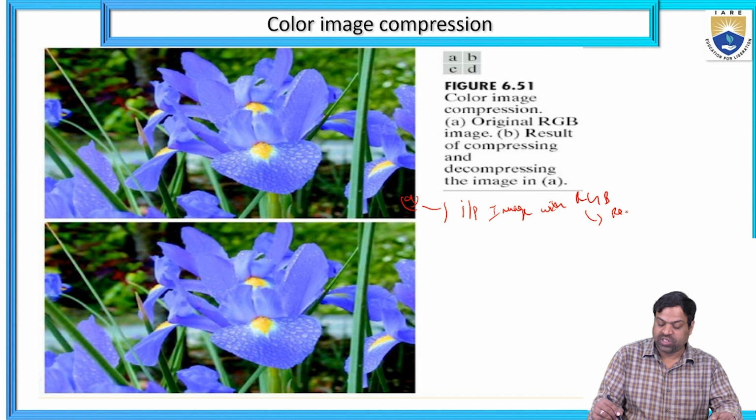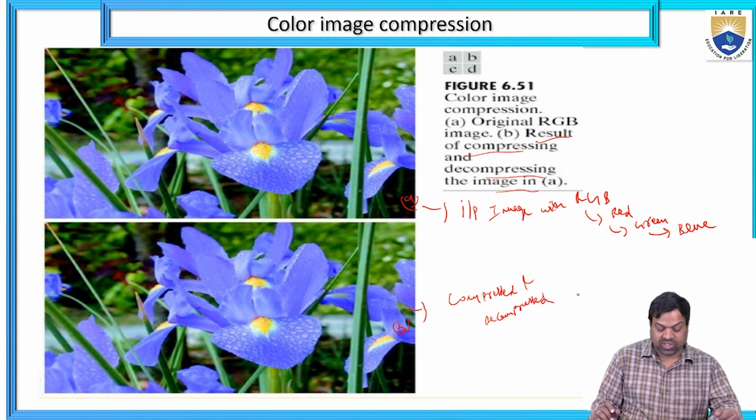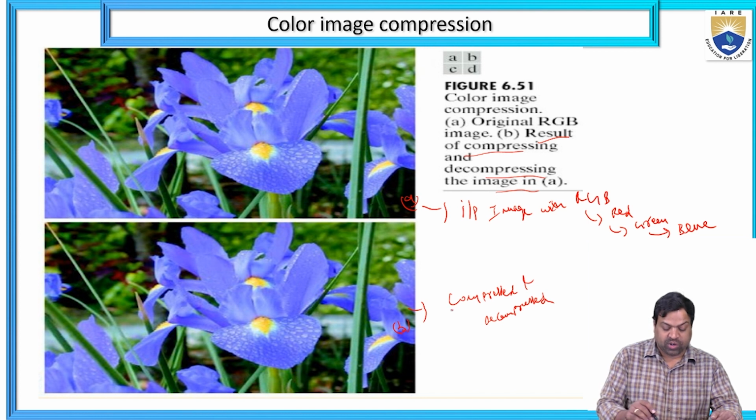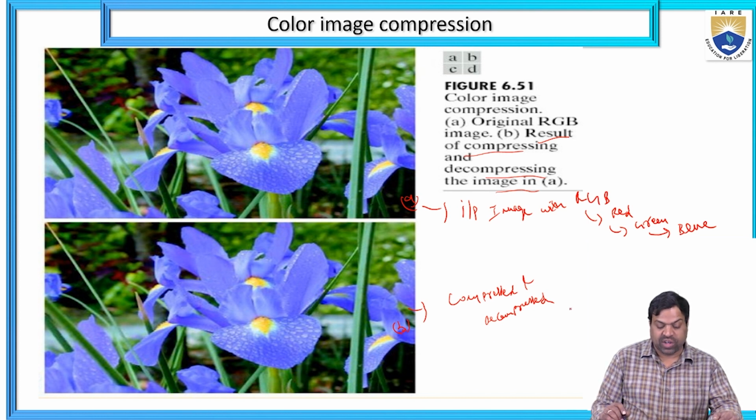with RGB. That means red, green, and blue. So it is figure B, the result of the compression and the decompression of the image. So here I compressed and decompressed. So what happened means, unnecessary cells are removed in the background. If there is any unnecessary data, we have to remove it.